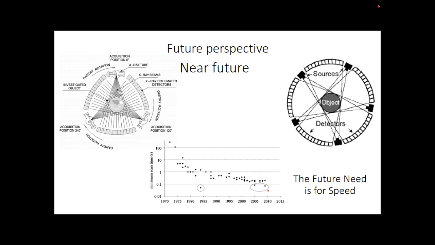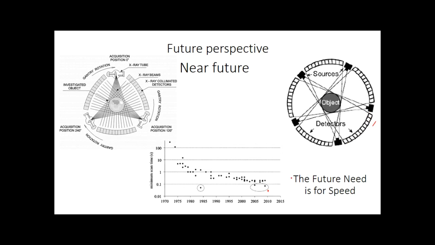Or there is a working prototype, a small prototype. They tried it on animals, and it is a multi-source, so it has like 5 or even more than 5 X-ray tubes. And so with this configuration, the X-ray tube doesn't have to rotate, nor the detector.